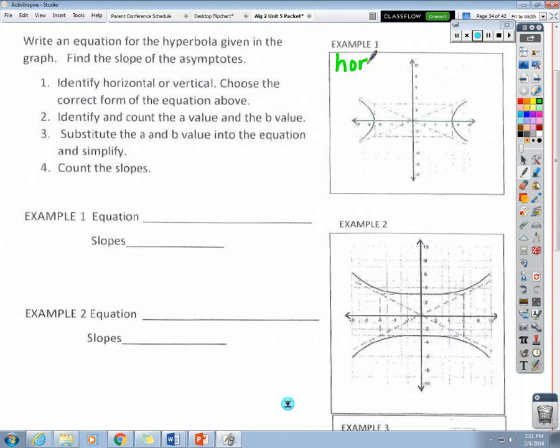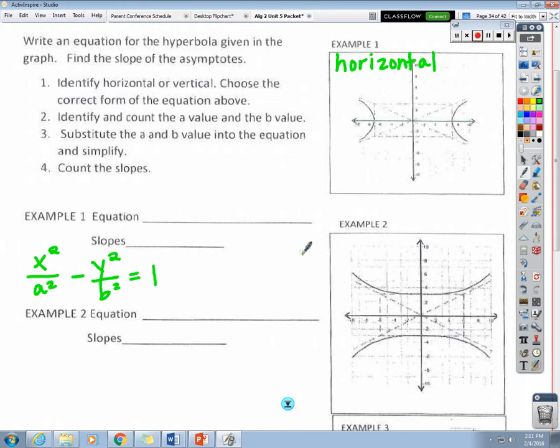Horizontal. Now, when you hear the word horizontal, what axis comes to mind? The x-axis, because isn't the x-axis a horizontal axis? So what that means is you're going to be using the equation over there where x comes first. So x squared over a squared minus y squared over b squared equals 1.